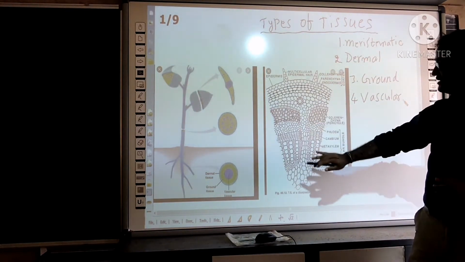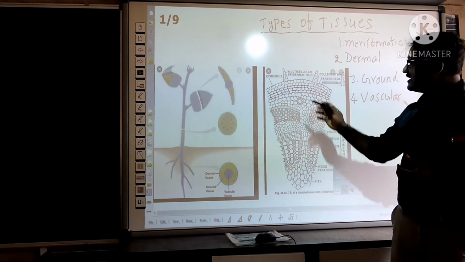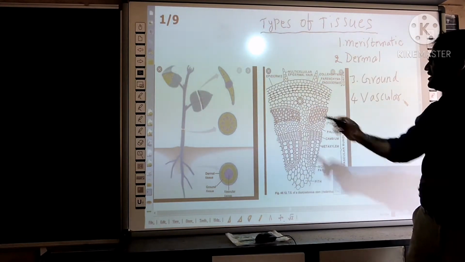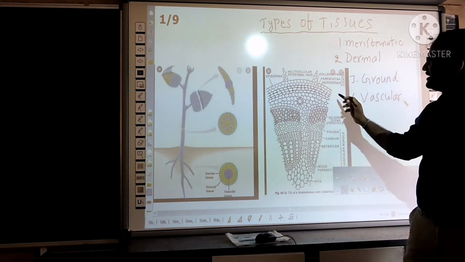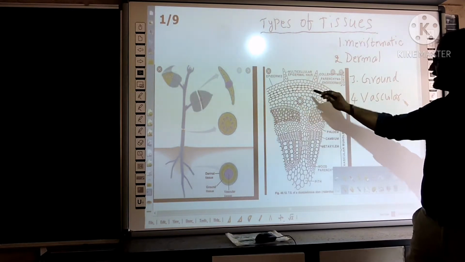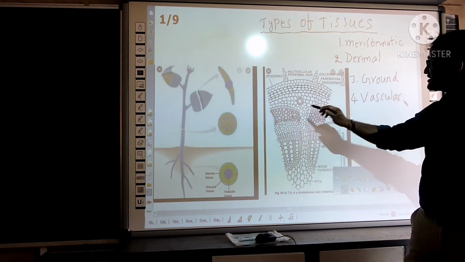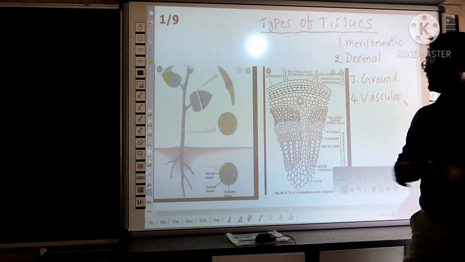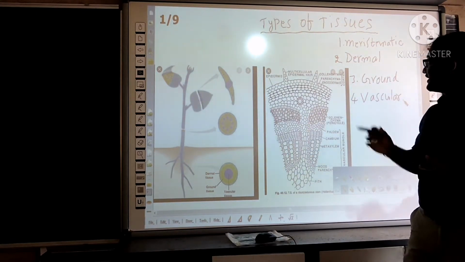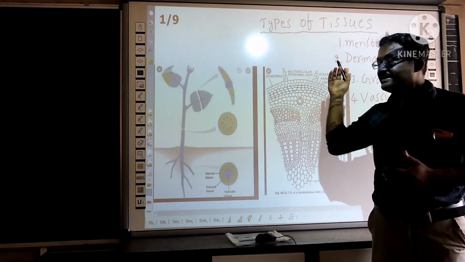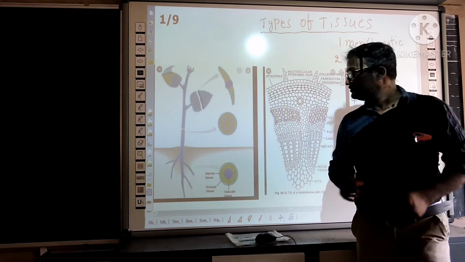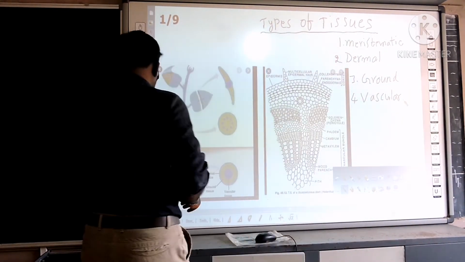Here in this TS of stem, you can locate 4 types of tissues. The outer covering is the dermal tissue. Below that you can see ground tissue and vascular tissue. Around the vascular tissue, you can observe the meristematic tissue. Meristematic tissue.